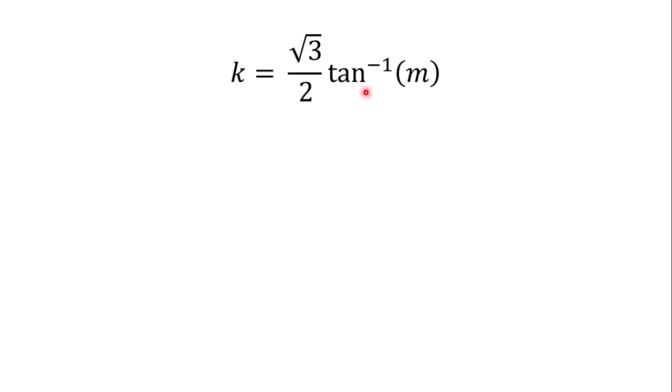Okay, all right. So the answer to this one, the derivative of tangent inverse of any variable is just 1 over that variable squared plus 1. So the answer to this one is k equals root 3 over 2 times 1 over m squared plus 1.